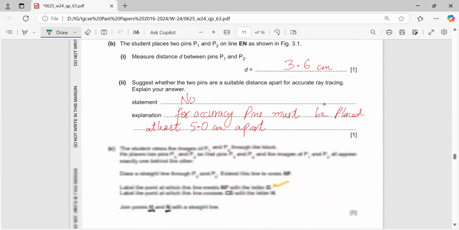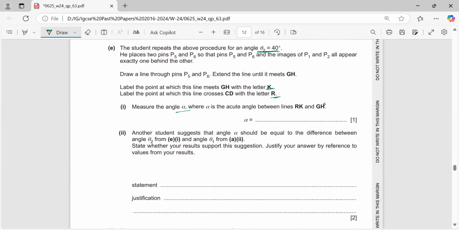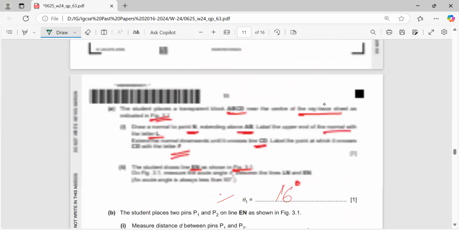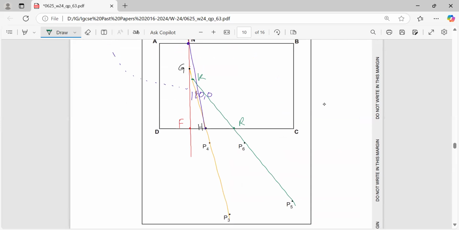Okay, now let's follow the next instructions by the examiner. He is saying, now measure the angle alpha, where alpha is the acute angle between the lines RK and GH. Means again this is less than 90 degrees. So between RK and GH. Now let's see where RK and GH are. Here, this angle we are supposed to measure.